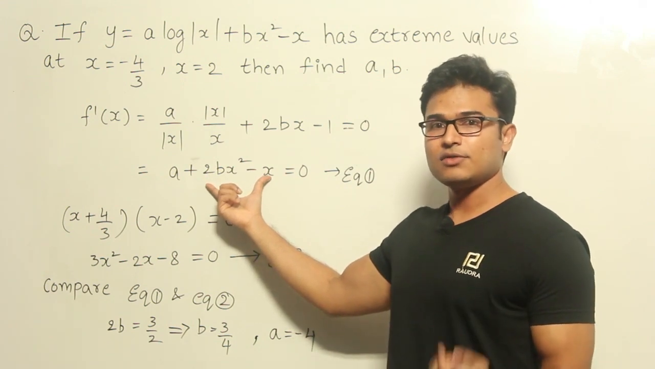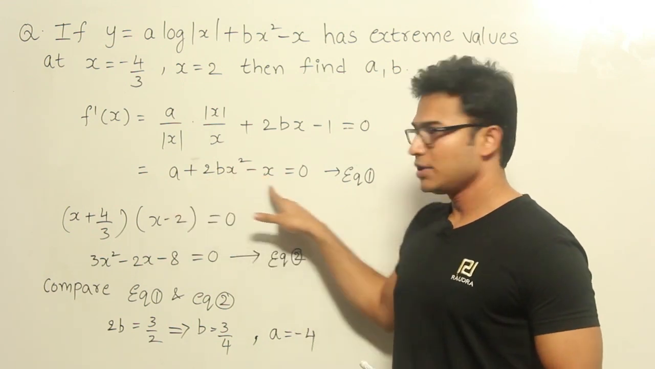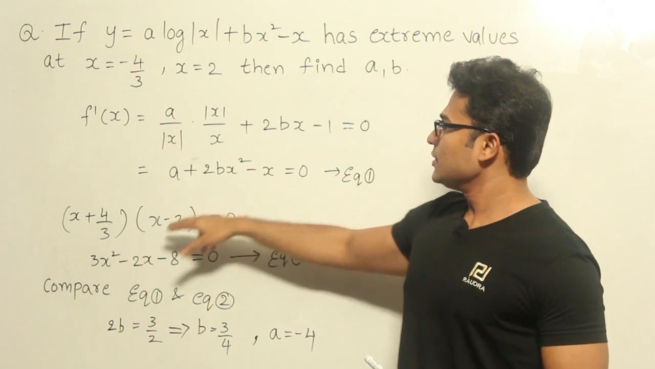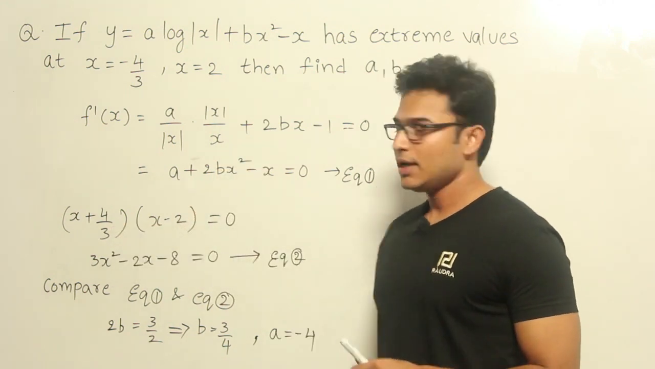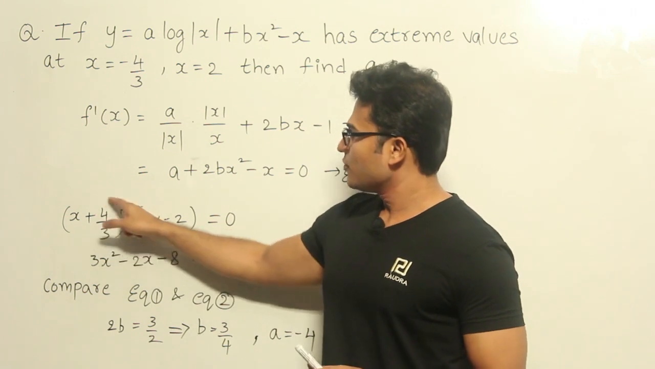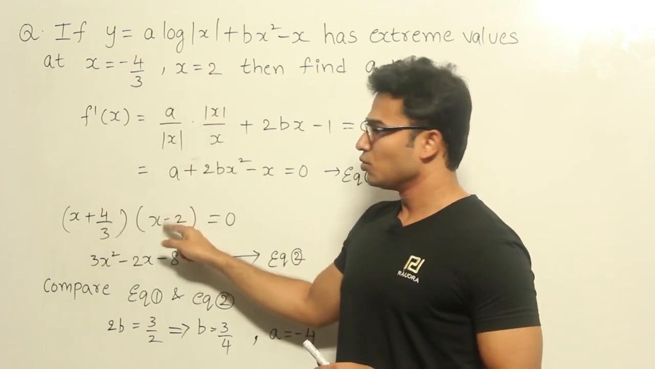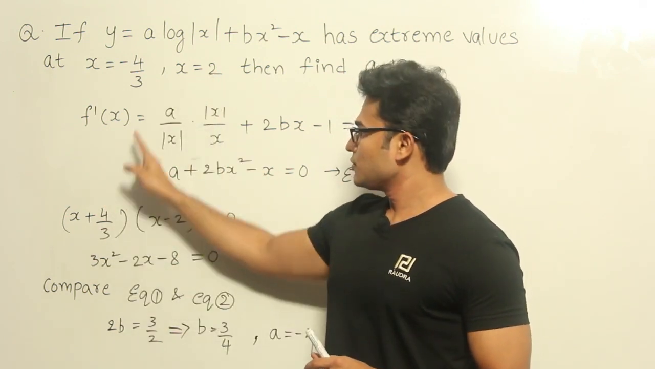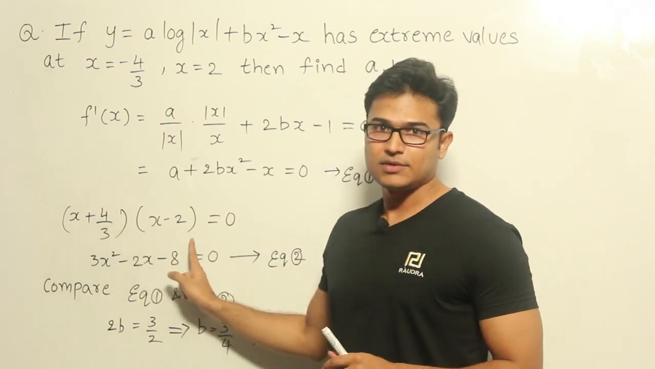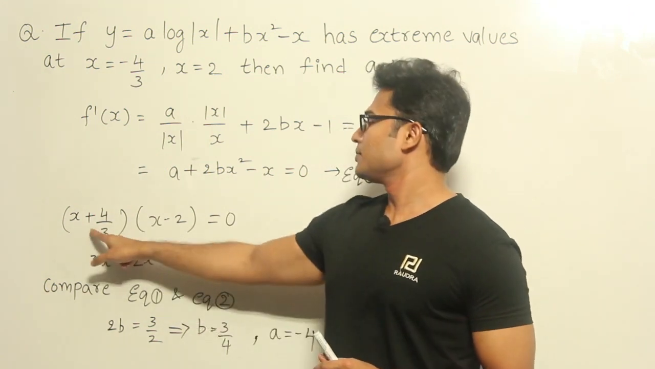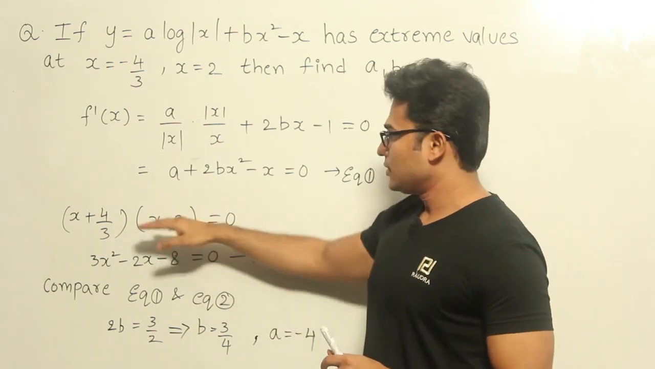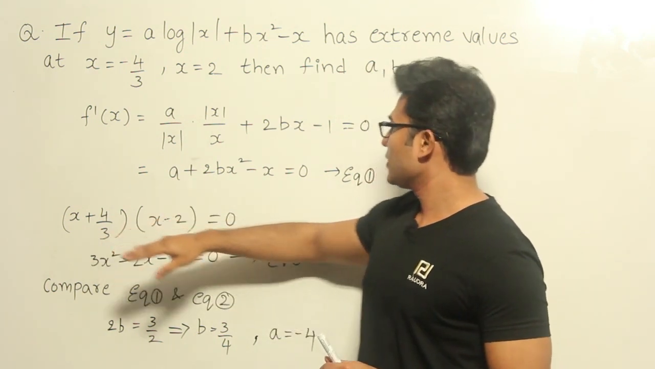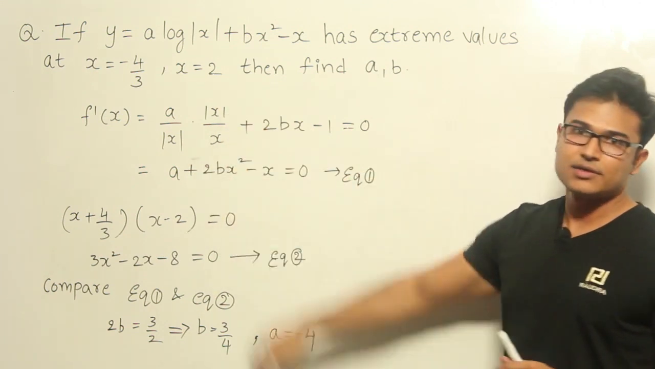But since extreme values are already given, you can stop it here and then see from the extreme values what should be f dash of x, right? If the extreme values would have been minus 4 by 3 and 2, then this f dash of x should have been this one, isn't it? Which means x plus 4 by 3 into x minus 2 equal to 0, and this equation and this equation should be exactly the same.